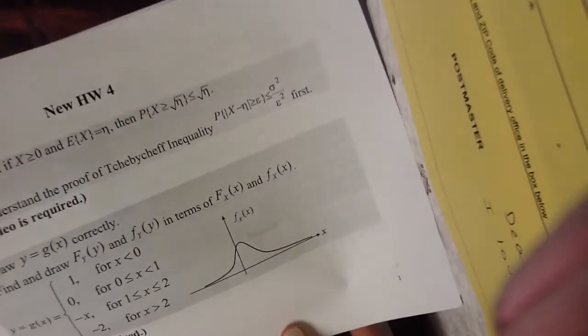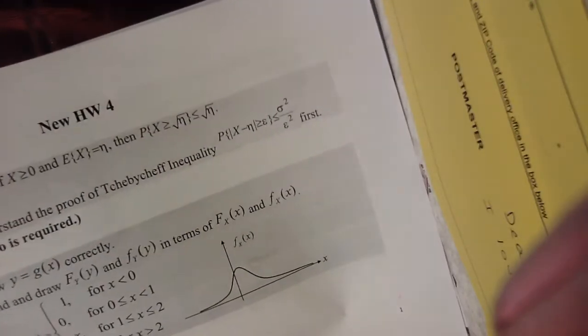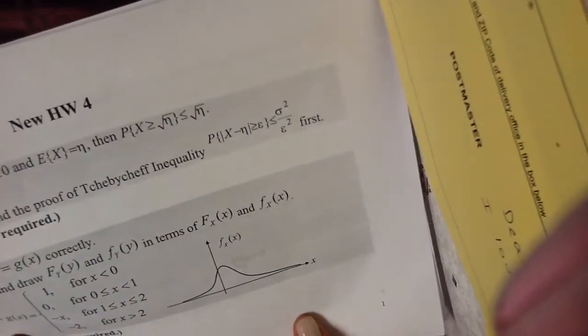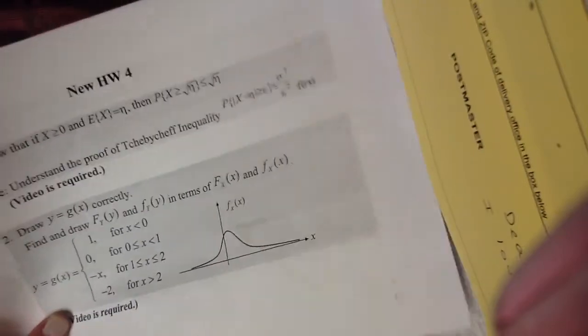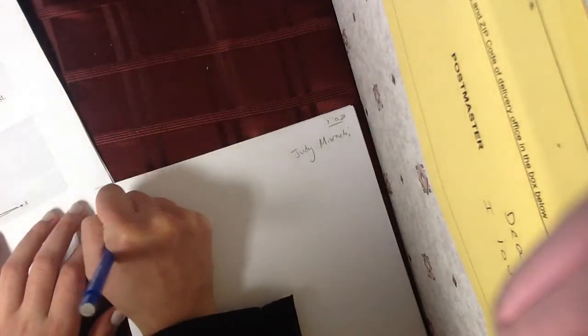Basically it says to draw y equals g of x correctly and then find little f_Y of y in terms of big F_X of y and little f_X of y. Okay, so this is easy, and our parameters are given. I'm going to go ahead and write them out and we can start there. So we know y equals g of x. Can you see this? Yeah, good.